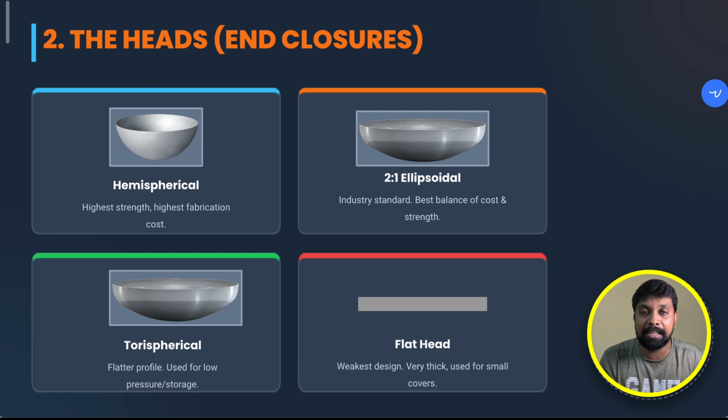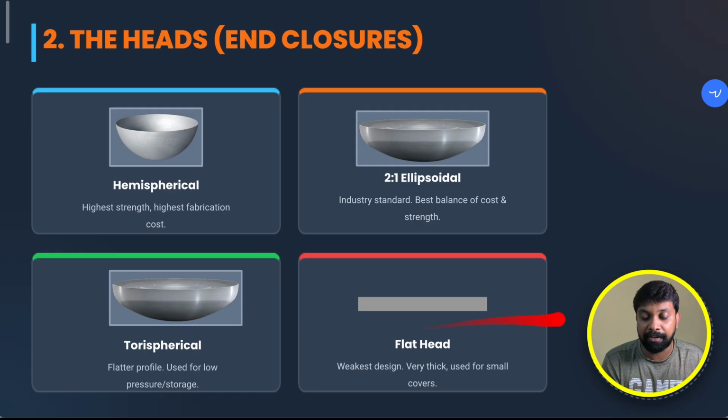The 2:1 ellipsoidal head is the industrial standard. You can see this kind of dish almost everywhere in every industry. Normally the ellipsoidal head is used to keep cost and strength in balance. And torispherical heads: you might think these two are the same, but they are not. It is bit different compared to the elliptical. Also the torispherical is not as strong as the ellipsoidal, a little bit weaker, and the forming cost is lower compared to the ellipsoidal.